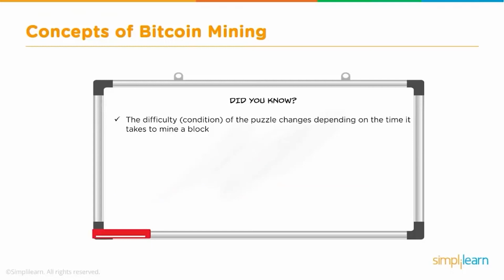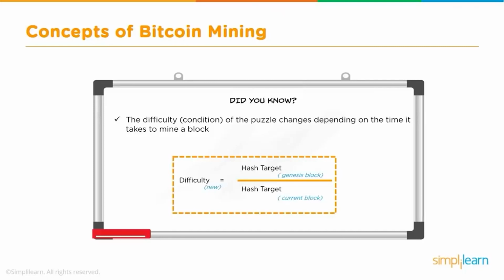Now, the difficulty of the puzzle changes; the target changes depending on the time it takes to mine a block. So this is how the difficulty of a block is generated. It is the hash target of the first block divided by the hash target of the current block. So this is the difficulty which is changed after every 2016 blocks.